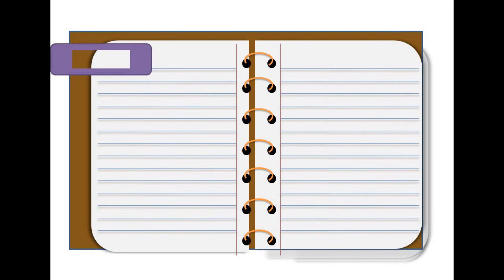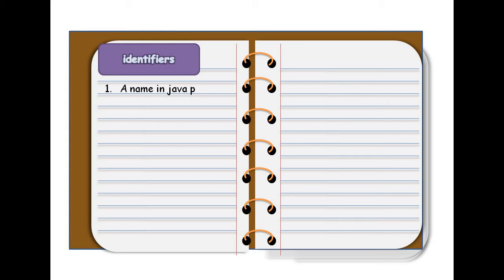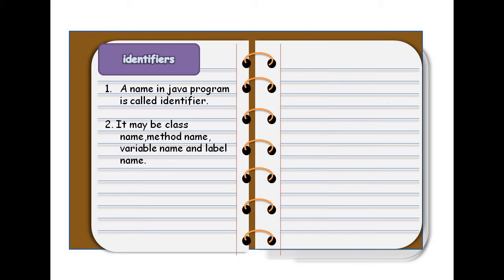First of all, identifiers. A name in a Java program is called an identifier. It may be a class name, method name, variable name and label name.